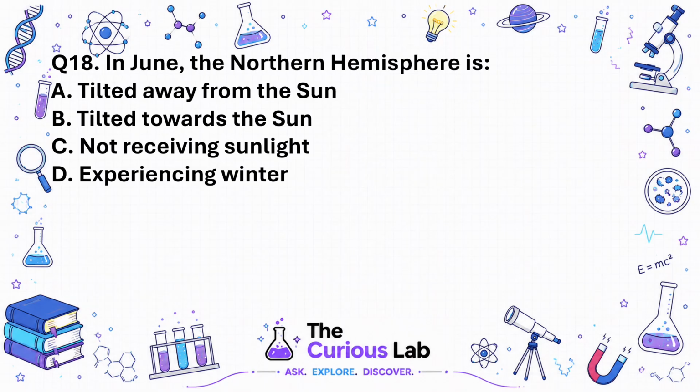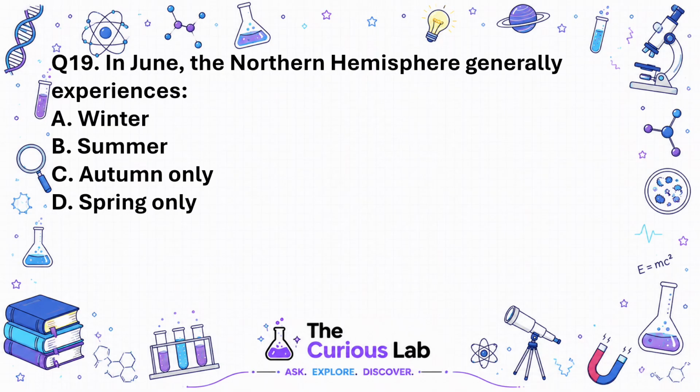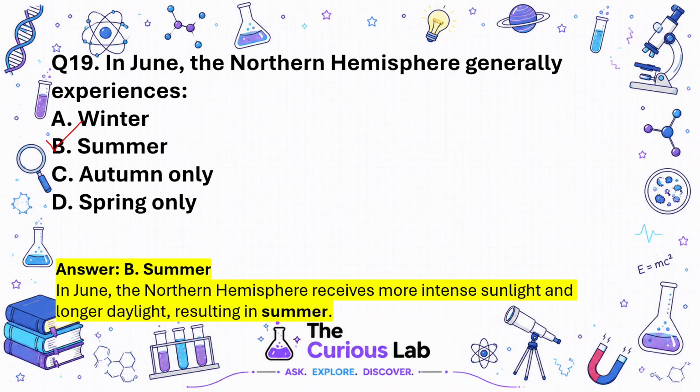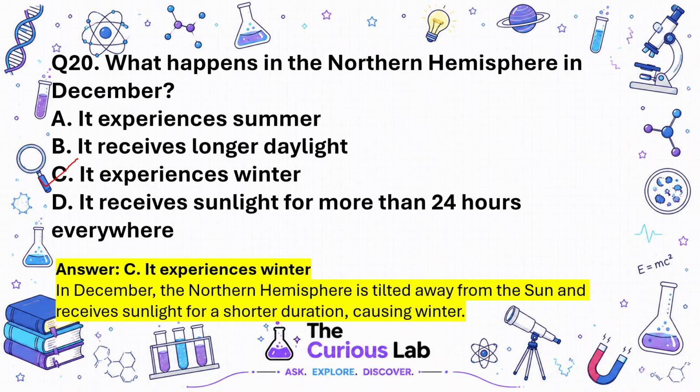Next question. In June, the northern hemisphere is tilted towards the sun because they experience what? Summer. Next question. In June, the northern hemisphere generally experiences summer. Next question. What happens in the northern hemisphere in December? It experiences winter.